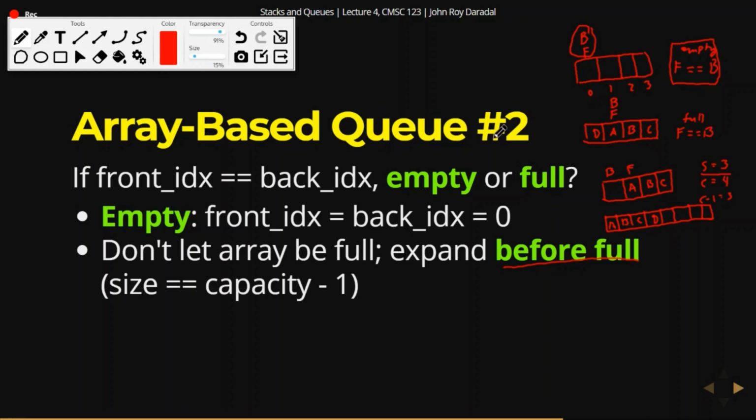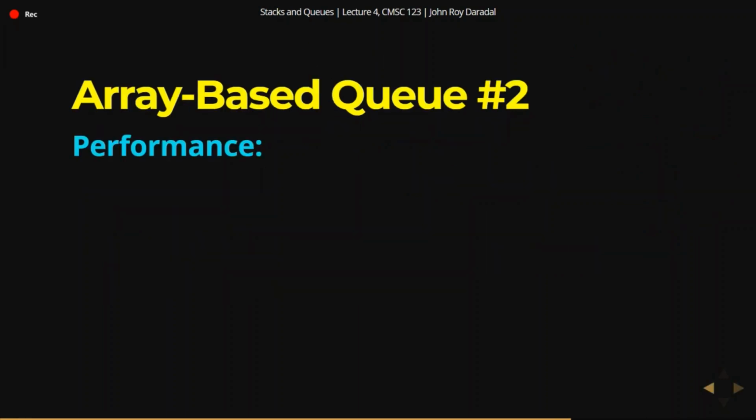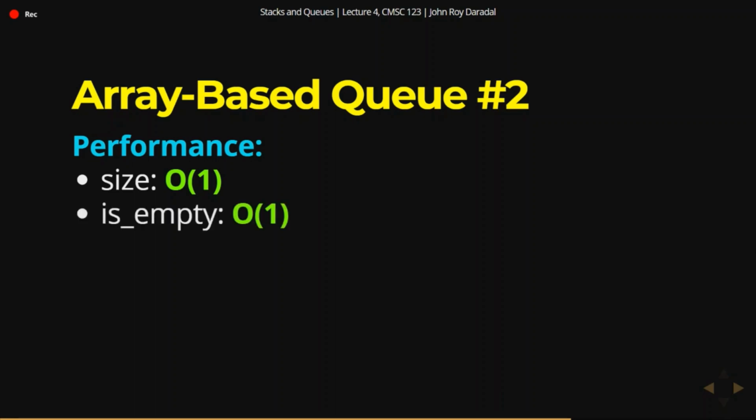Okay, the second array-based implementation of the queue. Now for the performance of this implementation, size also takes O of 1, or constant time. Even if you have to compute the size from front index and back index, it's still fairly straightforward. It only takes about 4 lines. And same with is empty, so that's also constant time. Front will also take constant time because you just refer to the index that is being pointed to by front index. So return that item.